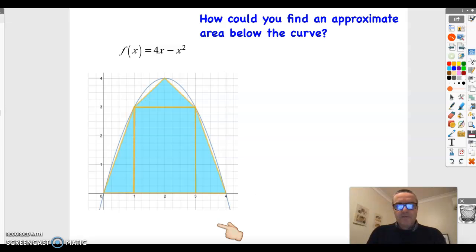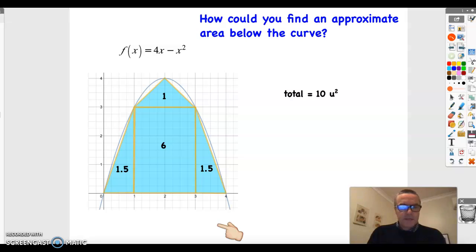This is just one way of doing it. We could use shapes that are familiar to us, rectangles and triangles for example, and try to break down that curvy space into some of these shapes that we wouldn't be able to find the area of just using simple mathematics.